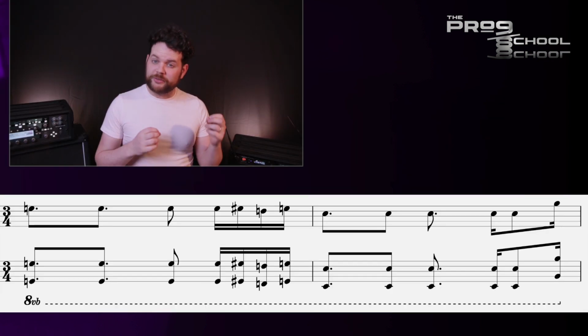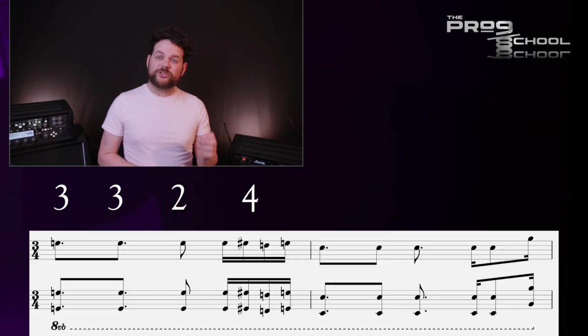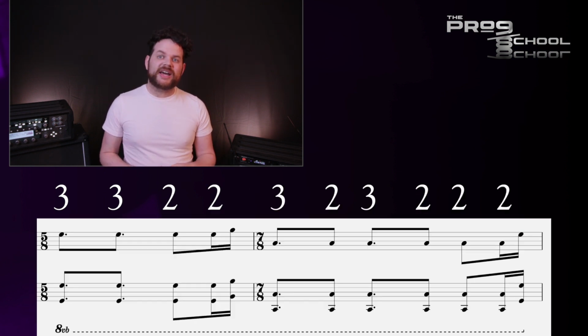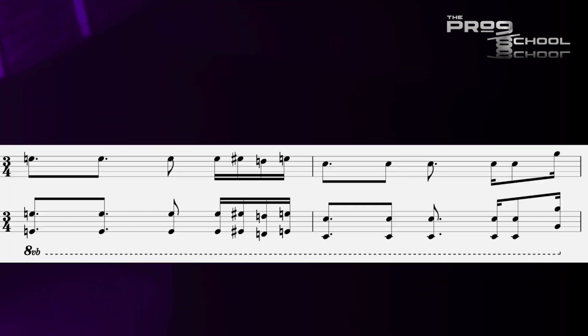From here it goes to 2 bars of 3-4. The first one is divided as 3-3-2-4, and the second as 3-2-3-4. Then it goes to 5/8 and 7/8 again, divided exactly like they were earlier.